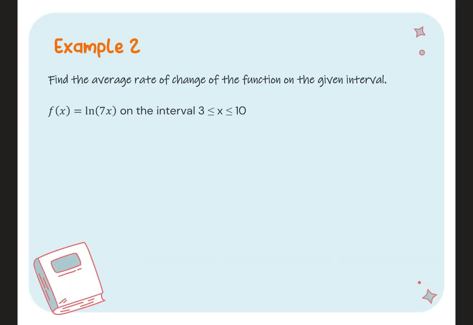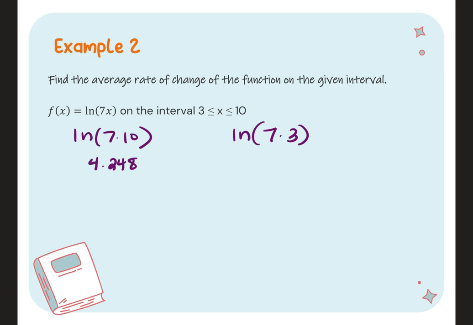All right, example 2, we're going to use our calculators. This says find the average rate of change of the function on the given interval. And it says f of x equals ln 7x on the interval from 3 to 10. So first way is literally just plug it into your calculator. ln is next to number 4. It's underneath the log button. So if I did ln of 7 times 10, I get 4.284. Okay, we're going to keep the decimal place 3. 4.248 would be the answer there.